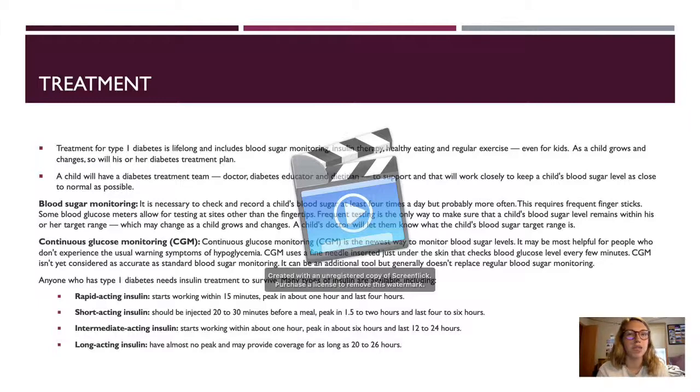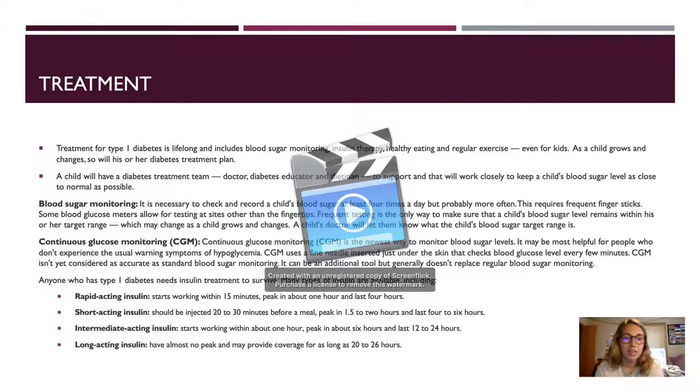Some basic parts of what the treatment plan might entail start with blood sugar monitoring. It is necessary to check and record a child's blood sugar at least 4 times a day, but probably more often. This requires frequent finger sticks. Some blood glucose meters allow for testing at sites other than the fingertips. Frequent testing is the only way to make sure that a child's blood sugar level remains within his or her target range. This can change as a child grows and changes, however. A child's doctor will let them know what the child's blood sugar target range is.